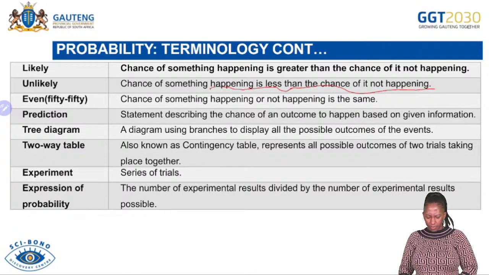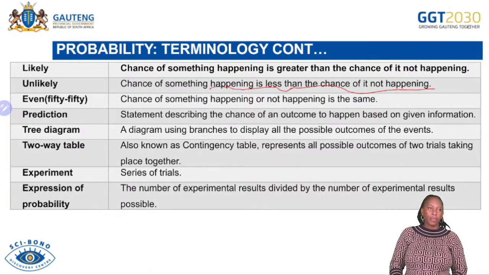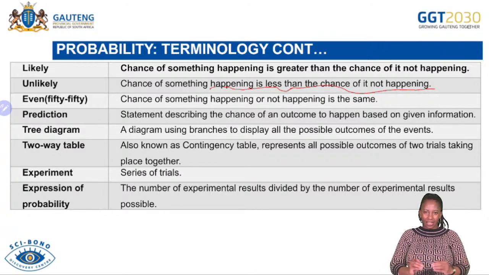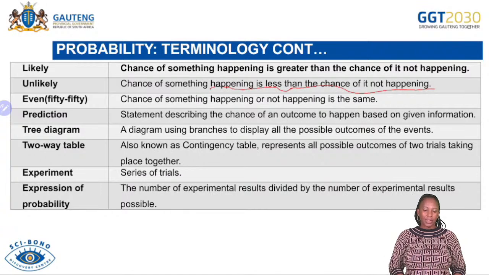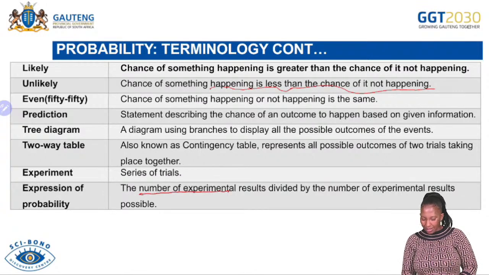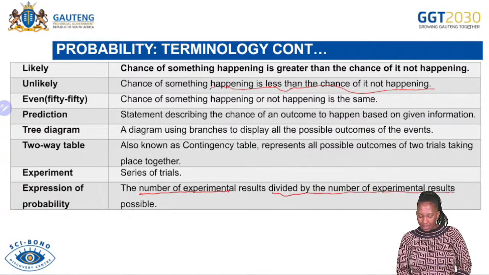Expression of probability. Coming to this one, remember probability. We don't just say, okay, fine, probability is the numerical likelihood or chance of an event happening or not. But after the trials have taken place, then we need to express these results. So, expression of probability is the number of experimental results divided by the number of experimental results possible.